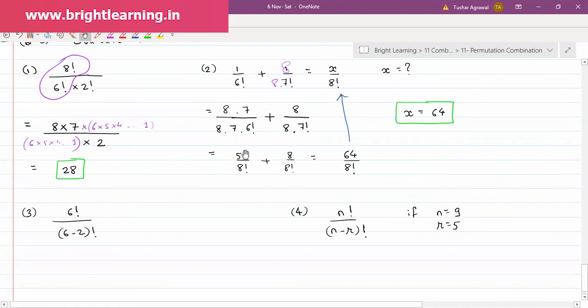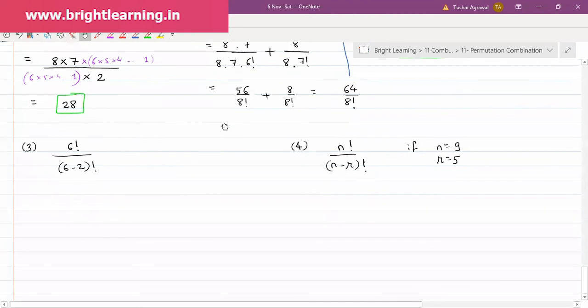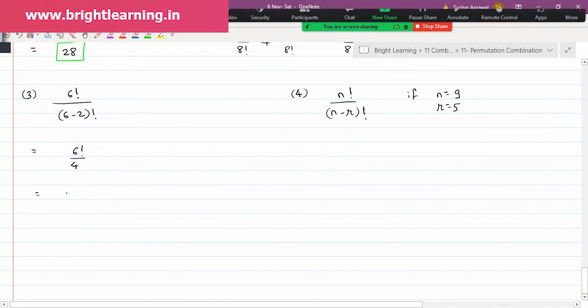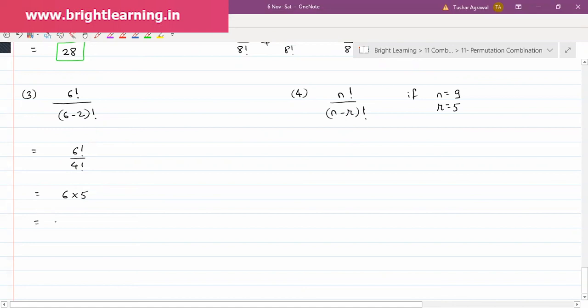Yes, sir. And 56 upon 8 factorial, 8 upon 8 factorial. What is the addition? 64 upon 8 factorial. Compare the numerators, x equal to 64. Now third one, 6 factorial upon this bracket factorial. So it is one and the same thing. That is 6 factorial upon 4 factorial. 6 into 5 into 4, 3, 2, 1, they will get just cancelled out. 6 into 5 will remain. That will be equal to 30.